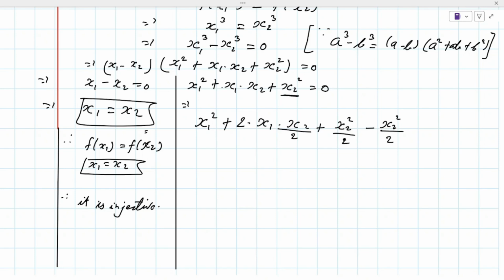And to change it in the form of a plus b whole square, I am doing it because when you see here, it is a square. See here, 2 into a into b, right? The formula of a plus b whole square is a square plus 2ab plus b square. Here we get a square. No, sir, like what we are doing, if you take x2 square by 2, yes, I got it.